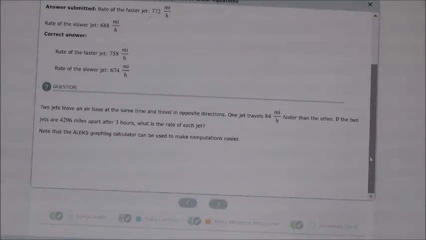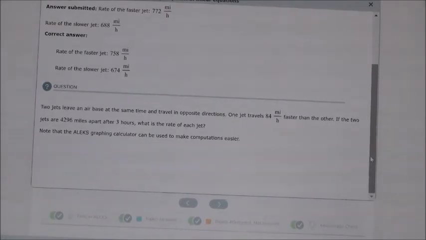Alright, I'm going to record some examples of some of those problems that you missed on the distance, rate, and time problems. One of them said 2 jets leave an airbase at the same time and travel in opposite directions. One jet travels 84 miles an hour faster than the other. If the 2 jets are 4,296 miles apart after 3 hours, what is the rate of each jet?